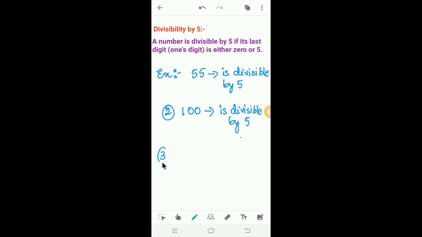I will take one more example. 31. Is 31 divisible by 5? Let's check. What is the rule? A number is divisible by 5 if its last digit is either 0 or 5. Here the last digit is 1. So 31 is not divisible by 5.